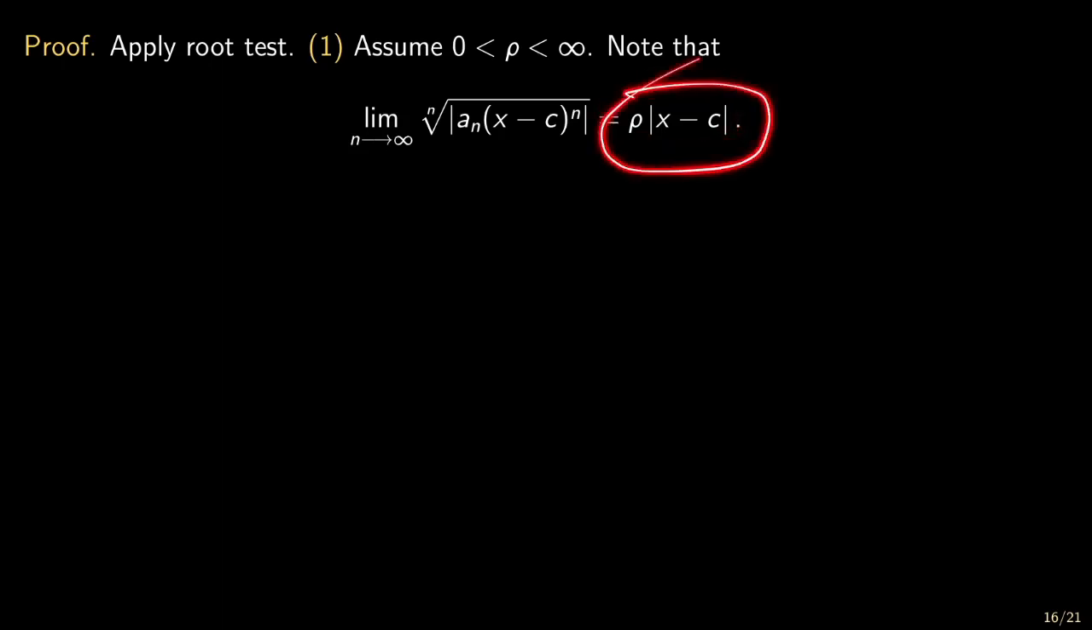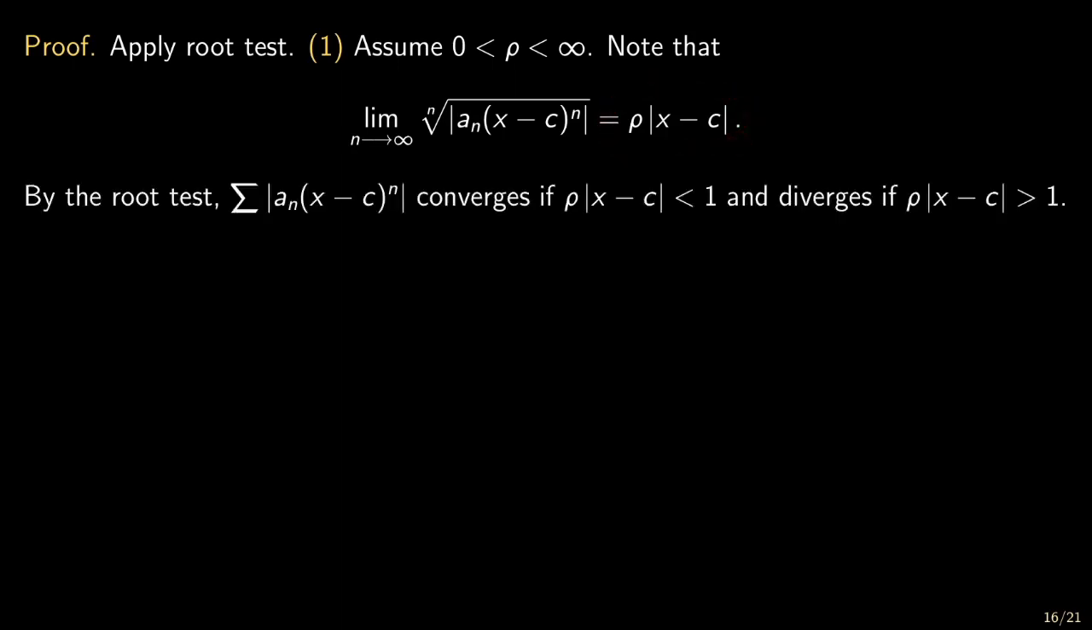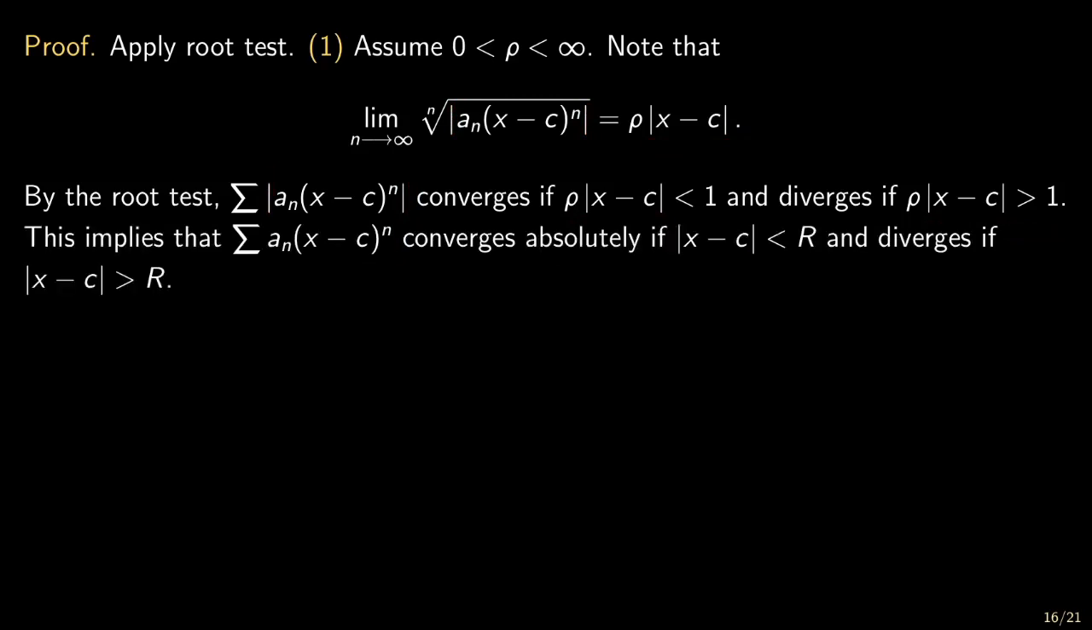If this is less than 1, convergent. If this is more than 1, divergent. So, by the root test, this converges if and only if this number is less than 1. But may absolute value kasi nga may absolute value ito. And it must diverge if rho times absolute x minus c is greater than 1. This implies that this converges absolutely within this interval and diverges outside that interval.